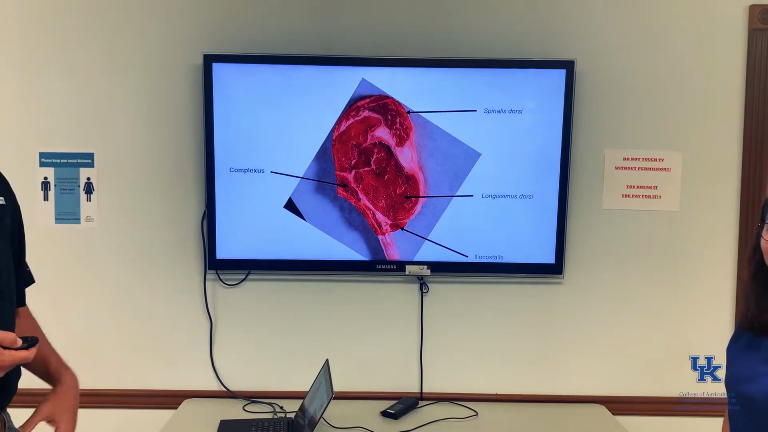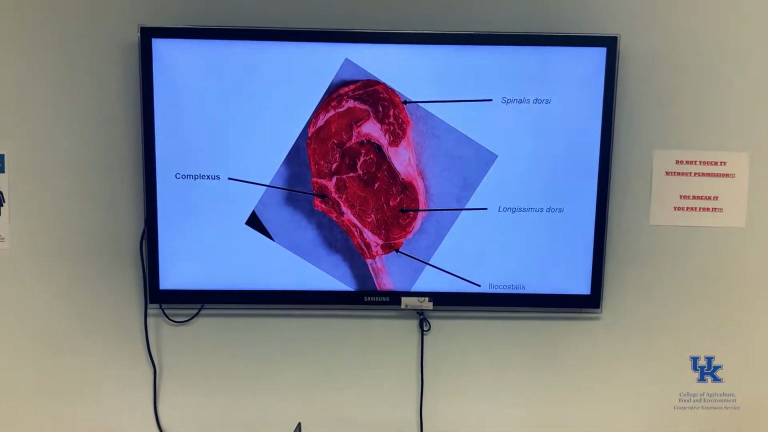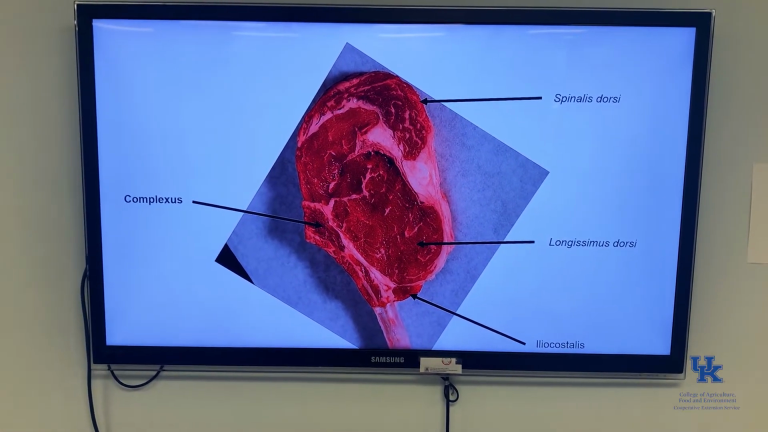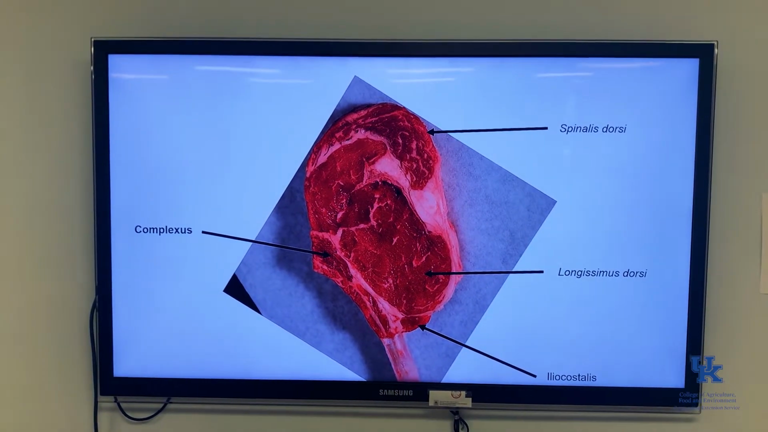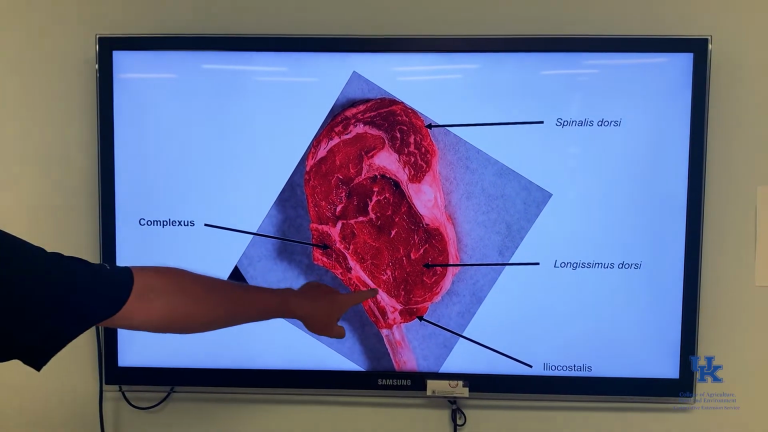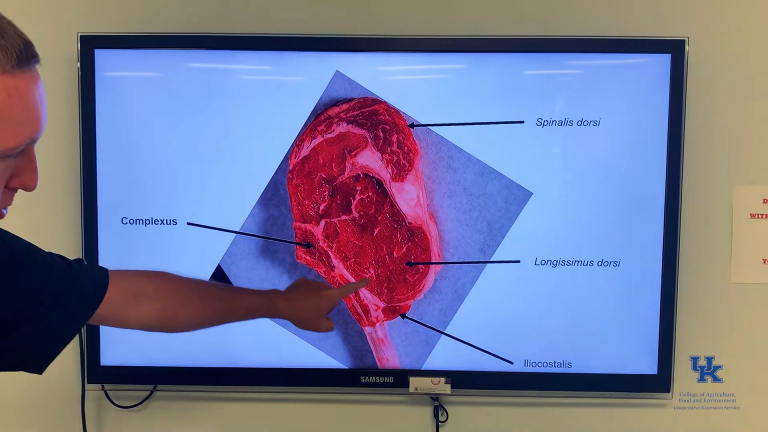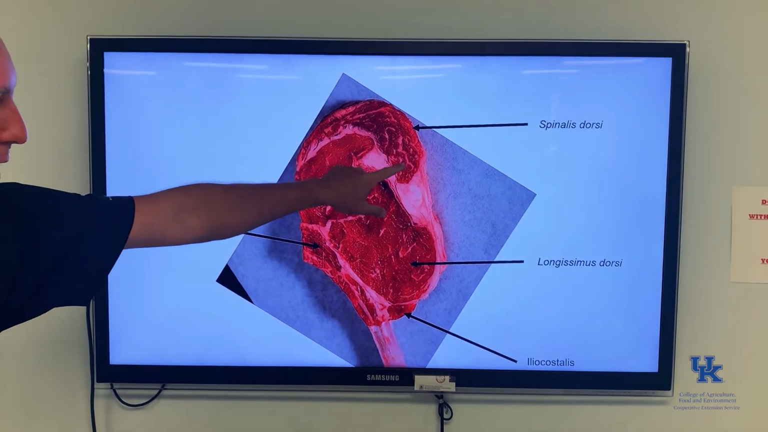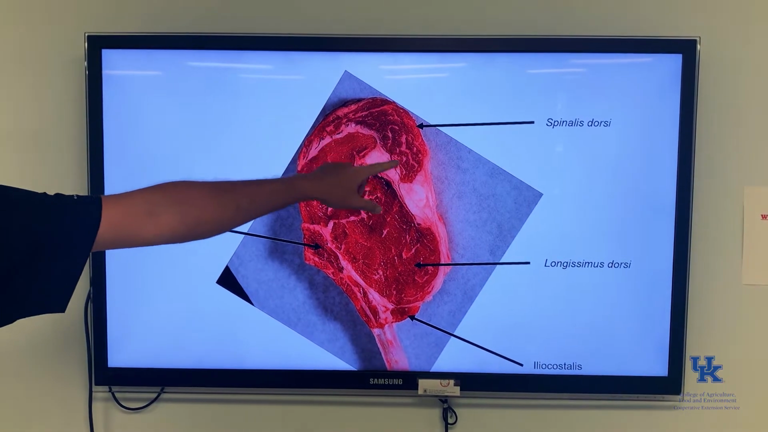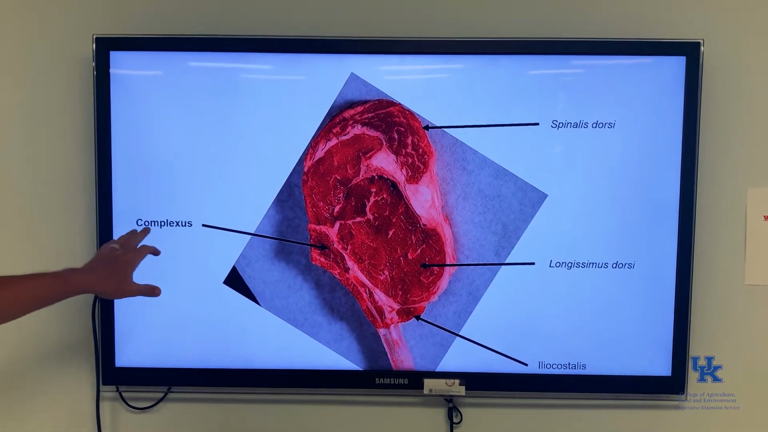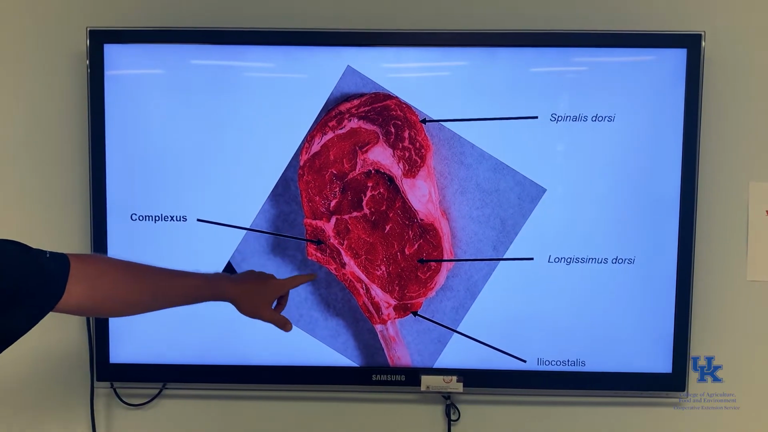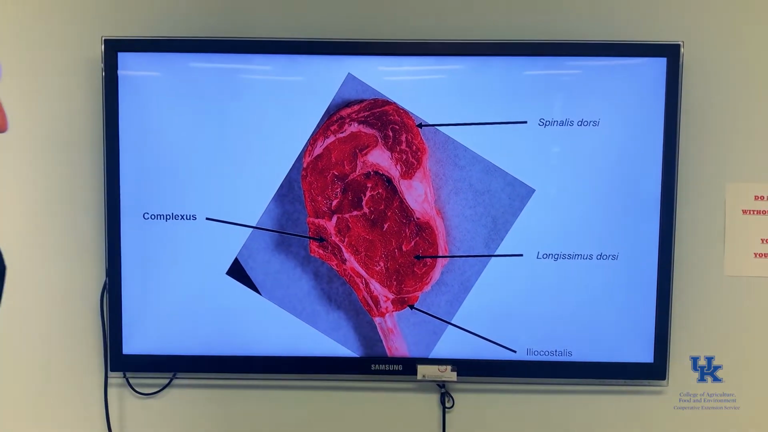You bet. So this is a picture of a ribeye, and this ribeye shows really well all 4 muscles that could be contained in that cut of meat. We have the longissimus dorsi. We have a large round muscle here. We have the spinalis dorsi, which is also called the fat cap. We have a complexus. Sometimes we'll see a complexus in that cut of meat, sometimes we won't. The same goes for the iliocostalis.